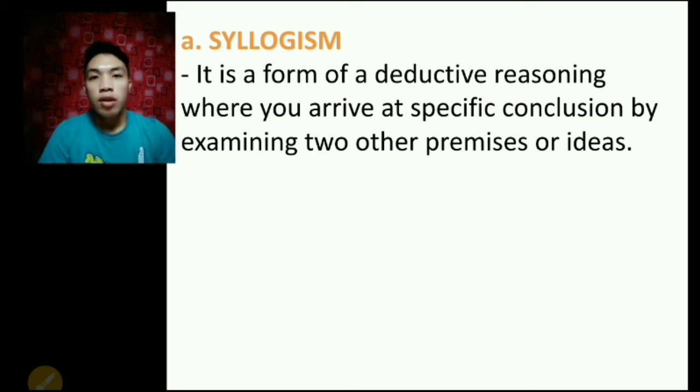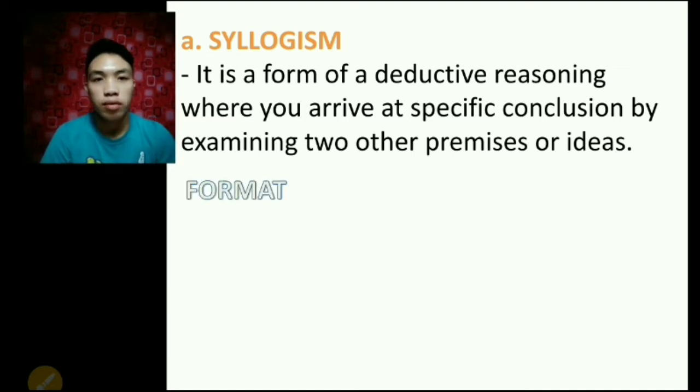Now, the common type of deductive reasoning is the syllogism. The syllogism is a form of deductive reasoning where you arrive at a specific conclusion by examining two other premises or ideas. So in syllogism, we are to consider two premises for us to have our conclusion.